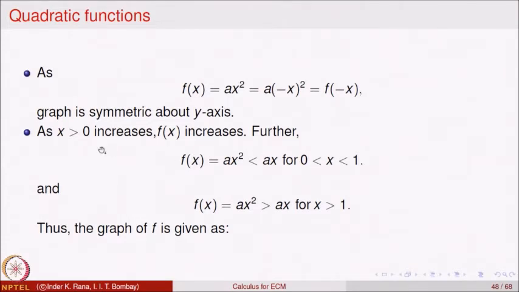If x is bigger than 0, then f(x) is increasing, of course, because f(x) is equal to a x square. Further, note that a x square is always less than a x between 0 and 1, because x square will be much smaller between 0 and 1. So, the graph between 0 and 1 will lie below the line y equal to a x, and it will grow faster. It will take over the graph of a x for x bigger than 1.